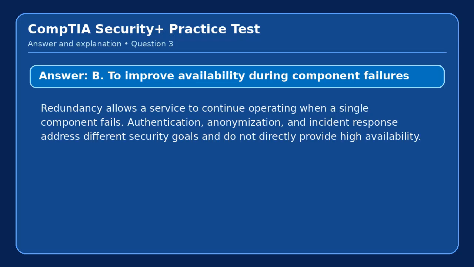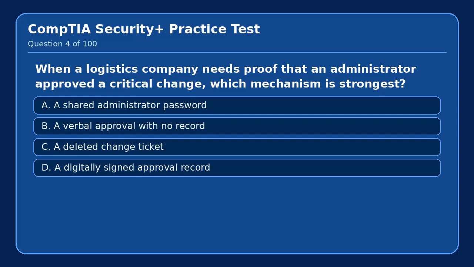Question 4. When a logistics company needs proof that an administrator approved a critical change, which mechanism is strongest? A. A shared administrator password. B. A verbal approval with no record. C. A deleted change ticket. D. A digitally signed approval record.